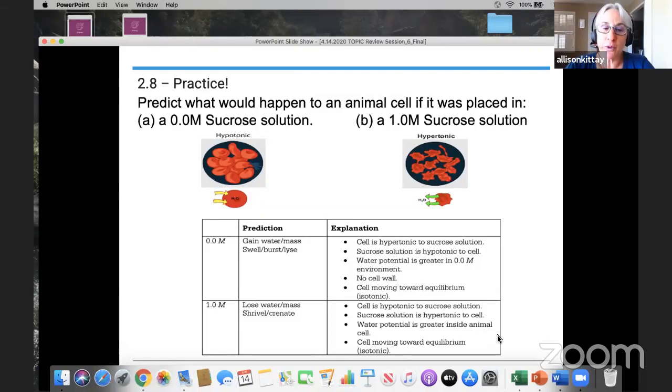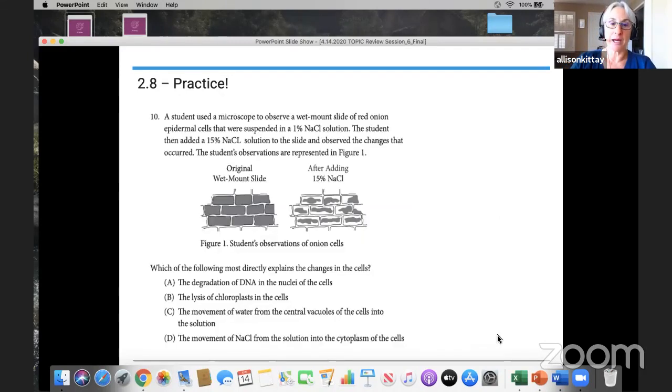So the reason for this prediction is that the cell is hypertonic to the sucrose solution. It's actually a 0 molar, so it's pure water, and water will move in. For the hypertonic solution, the cell will lose water or mass, it will shrivel or crenate, and that's because the cell is hypotonic to the sucrose solution and water potential is greater inside the cell, so water will move to create equilibrium.